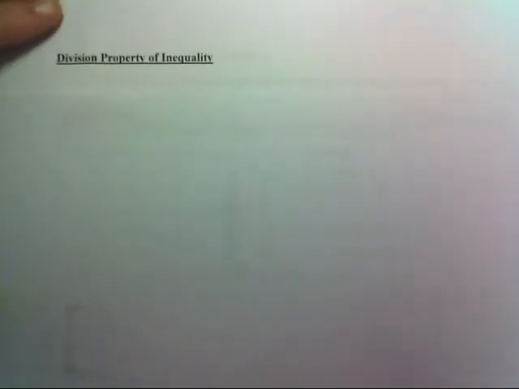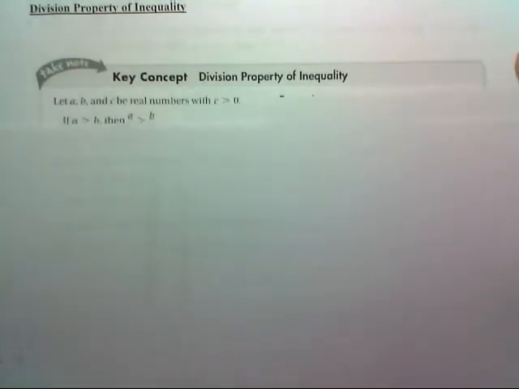Alright, so we've discussed all the multiplication, so now let's talk about division. Division property of inequality. We have another key concept box here. We're going to take this step by step for the division property. I'm going to cover up our diagram here, our examples, and let's just start with the first one. This is very, very similar to multiplication.